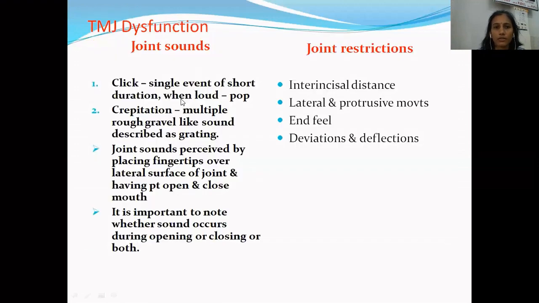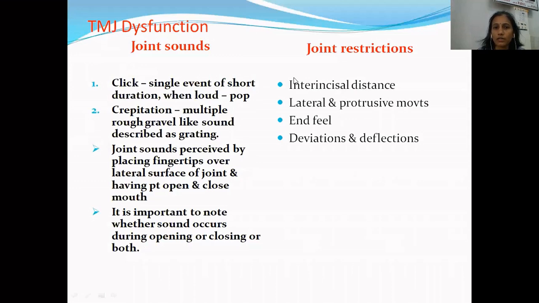Okay. So for sounds, you should first evaluate the clicking sound. Whenever the clicking sound is present, you should note down whether the clicking is present only while opening the mouth, during closing the mouth, or both. Then the other sound like crepitation, which is nothing but multiple rough gravel-like sounds, often described as a grating sound. These sounds are usually perceived by placing the fingertip over the lateral surface of the joint and asking the patient to open and close the mouth.